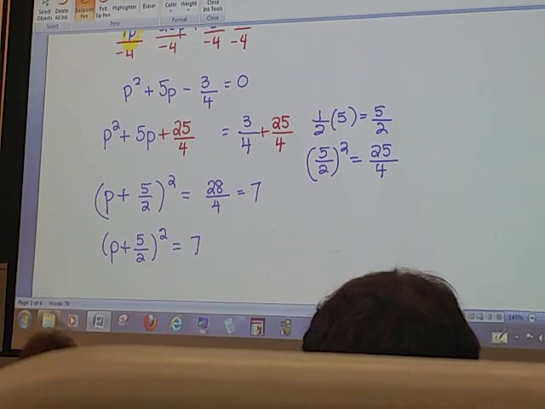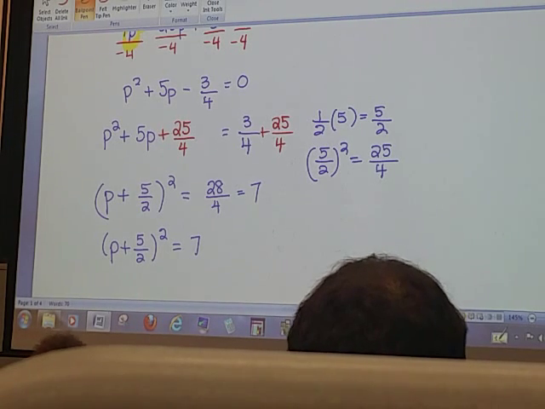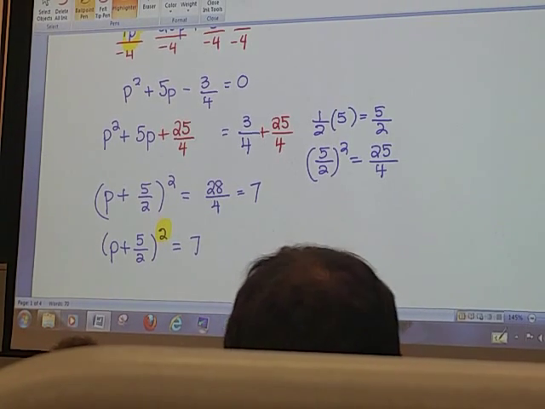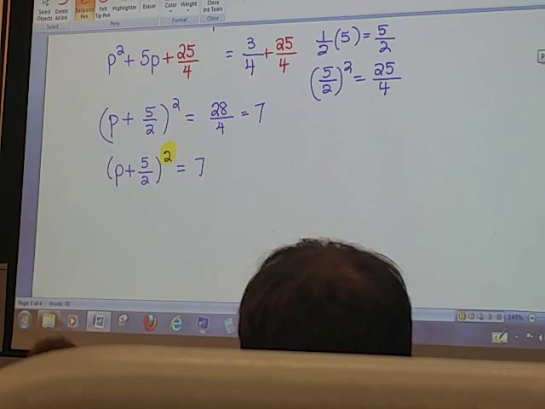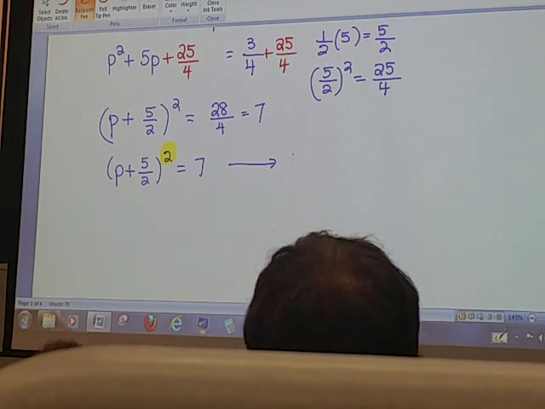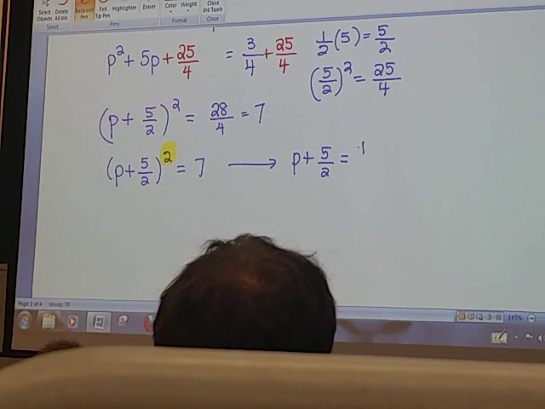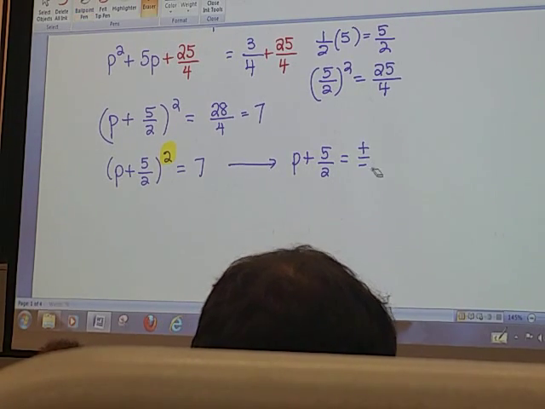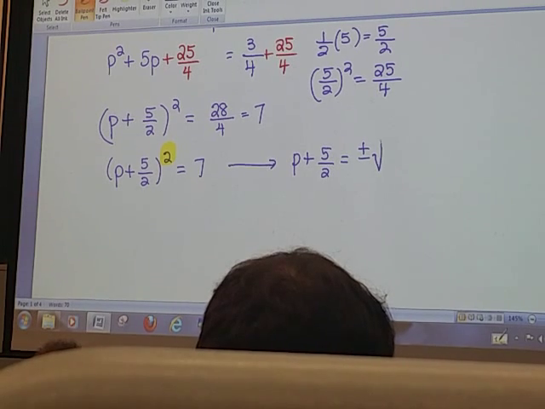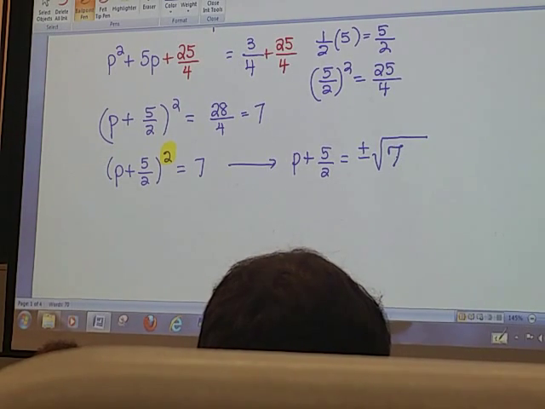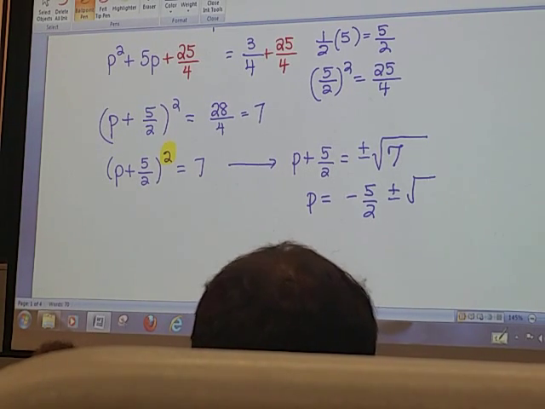So now the second part is using the square root property. The square root property is what tells you how to get rid of that, in other words, to get it out from under the square. So that means I'm going to do plus or minus the square root. So I have p plus 5 halves equals plus or minus the square root of 7. So p equals negative 5 halves plus or minus the square root of 7.